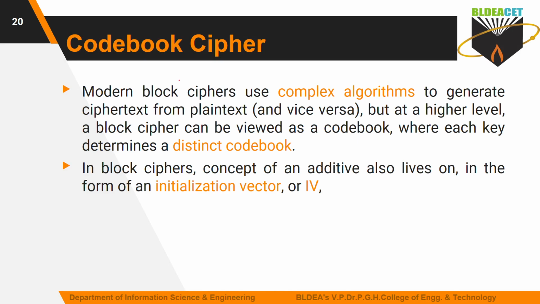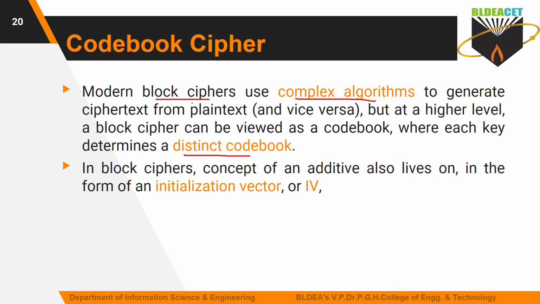Earlier, this was the traditional method. In modern times, you are also using block ciphers, with the help of complex algorithms to generate ciphertext from plaintext. In the same way, in decryption, ciphertext is converted to plaintext. But at a higher level, a block cipher can be viewed as a codebook where each key determines a distinct code book here. So now, the methods you are using in modern techniques follow the block cipher.